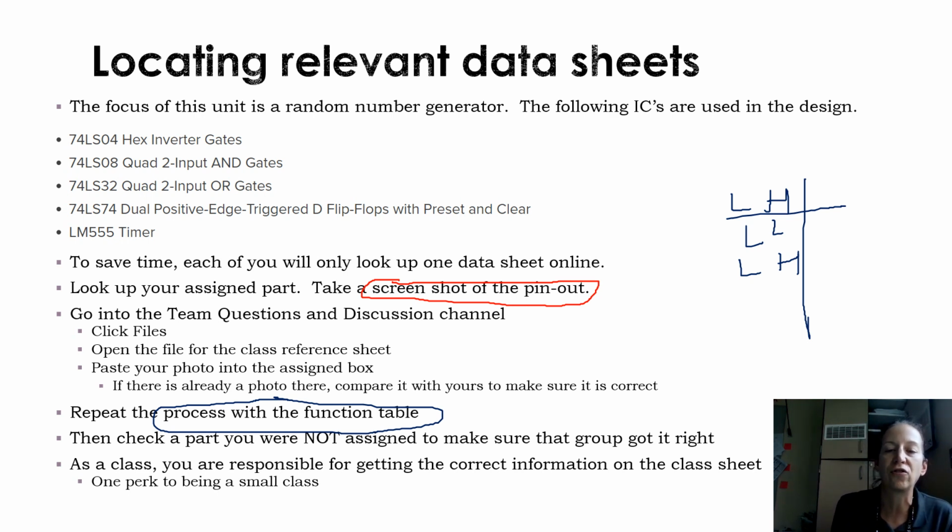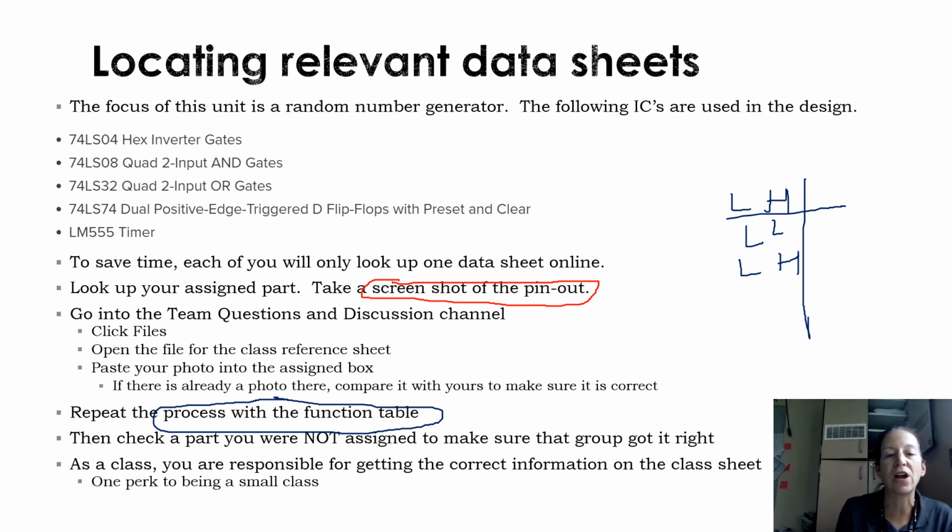But the function table for an AND gate is the same no matter who the manufacturer is, because AND gates only do one thing. And then do the same thing. So go back into Teams, go locate the box for the function table. And again, if there's already a photo there, then you're going to compare what you've got to whatever they posted.